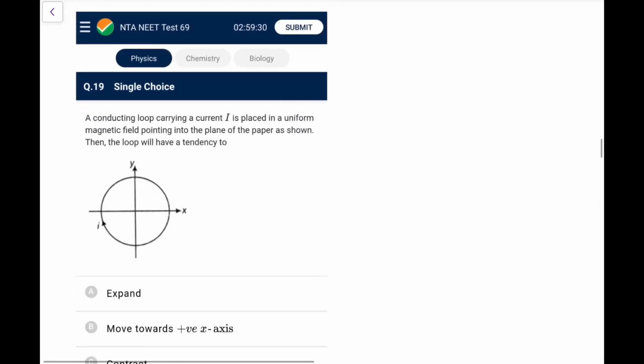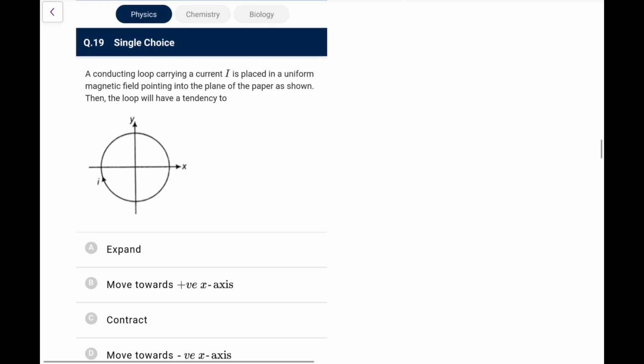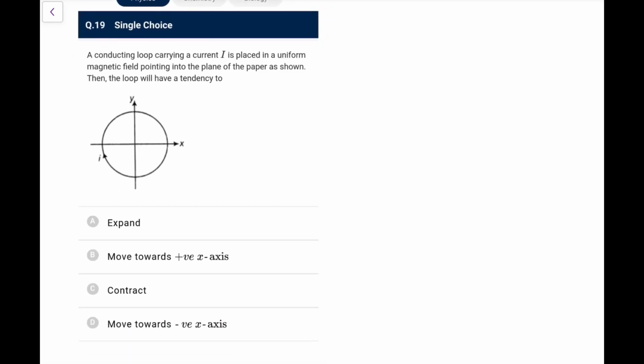Next. A conducting loop carrying a current I is placed in a uniform magnetic field pointing into the plane of the paper as shown. Okay, it is not shown, but it should be into the plane of the paper. Then the loop will have a tendency to, let's see this section. Because current is this, field is inside, so if you do dl cross B, the magnetic force is outward, so it will try to expand it. So we'll go for option A. It will try to expand it. Everywhere it would be acting normally outwards.